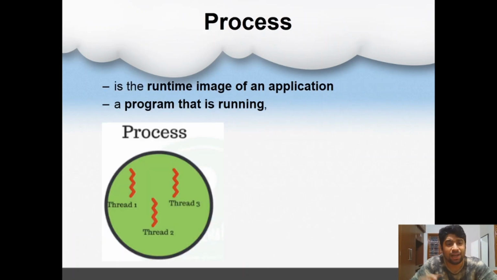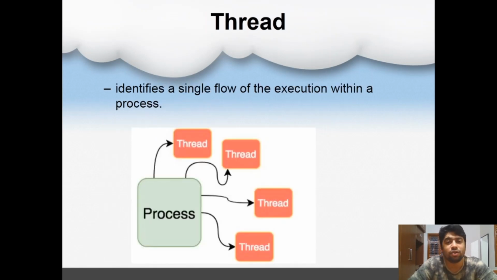Process: it is a runtime image of an application, a program that is running. Correct? Now, if you can see the diagram over here, every process will have multiple threads working at the same time. Coming to the thread, it identifies a single flow of execution within the process. So inside a process, a single flow of execution is done by a single thread, one more thread, and one more thread. There are 4 threads running under the process.